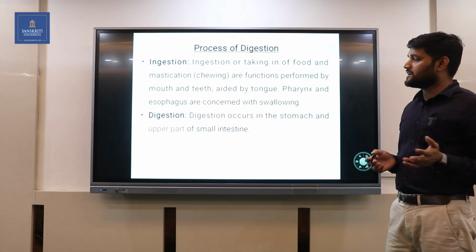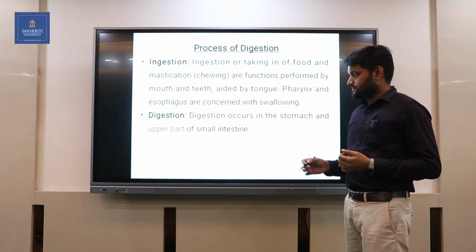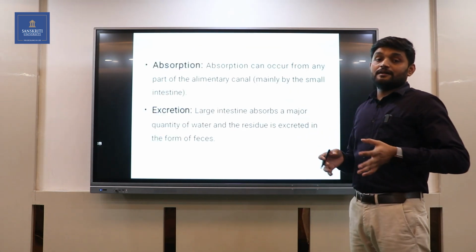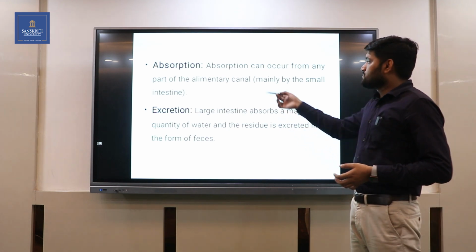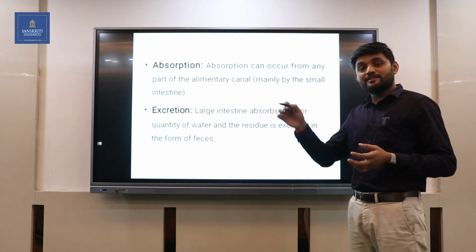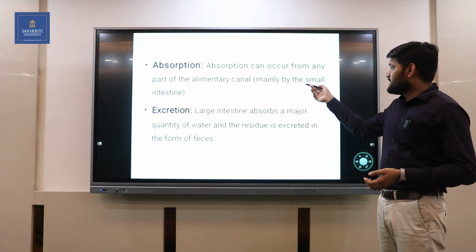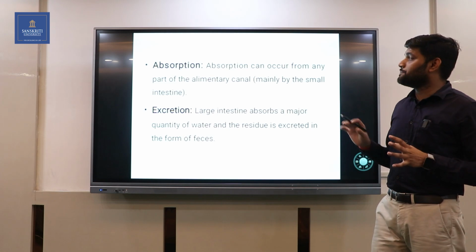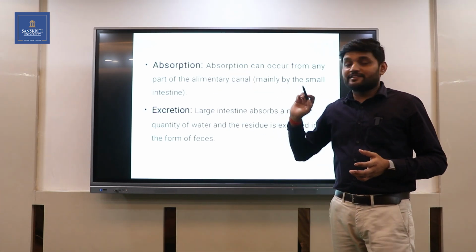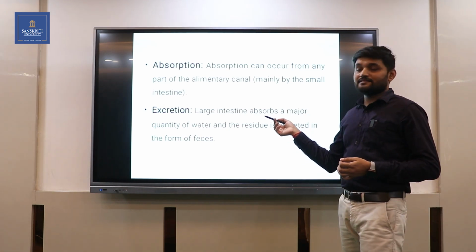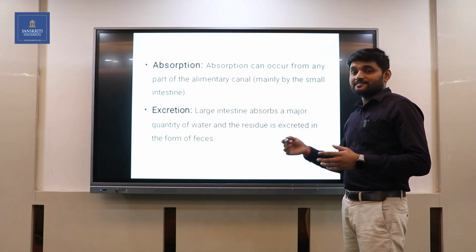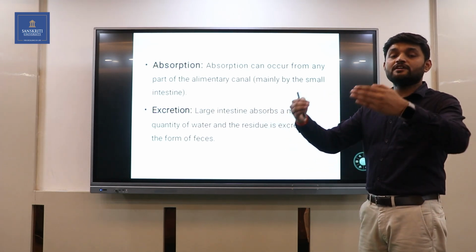Second, digestion. Digestion occurs in the stomach and the upper part of the small intestine. Third, absorption. Absorption basically absorbs the nutrients. Absorption can occur from any part of the alimentary canal, like the small intestine and large intestine, but mainly by the small intestine. Fourth, excretion, the last process of digestion. Excretion means elimination of the feces.